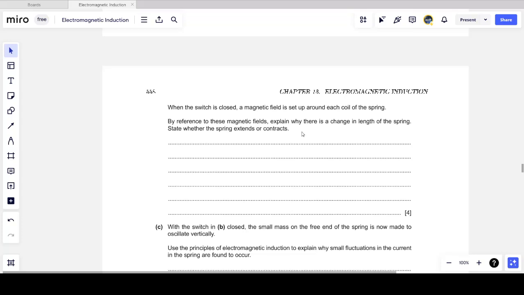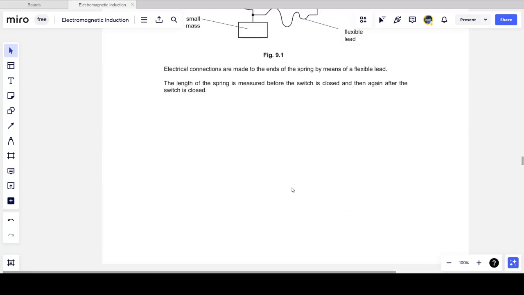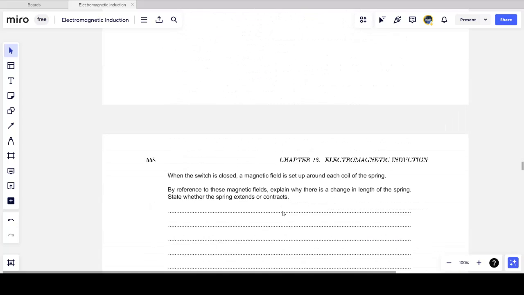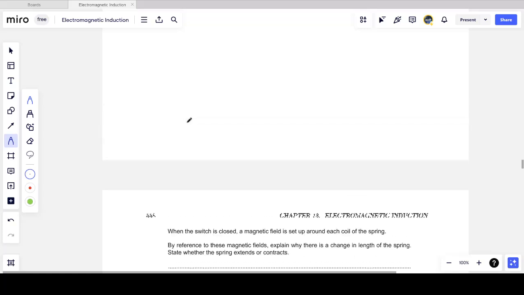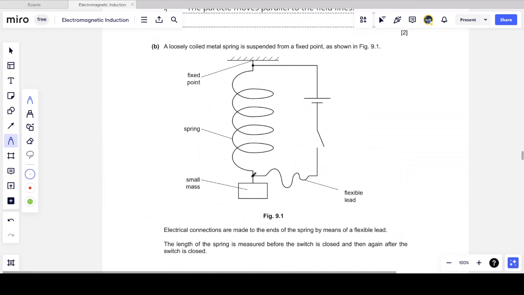When the switch is closed, a magnetic field is set up around each coil of the spring. By reference to these magnetic fields, explain why there's a change in length of the spring and state whether the spring extends or contracts. So again, quite a tricky question for 4 marks, very conceptual in nature. Basically, they want to know that when I close the switch and create a current in the circuit of which the spring is a part, before any oscillations happen, this spring changes length. It's resting in equilibrium, but when I close the switch and pass a current through it, weirdly the length of the spring changes.